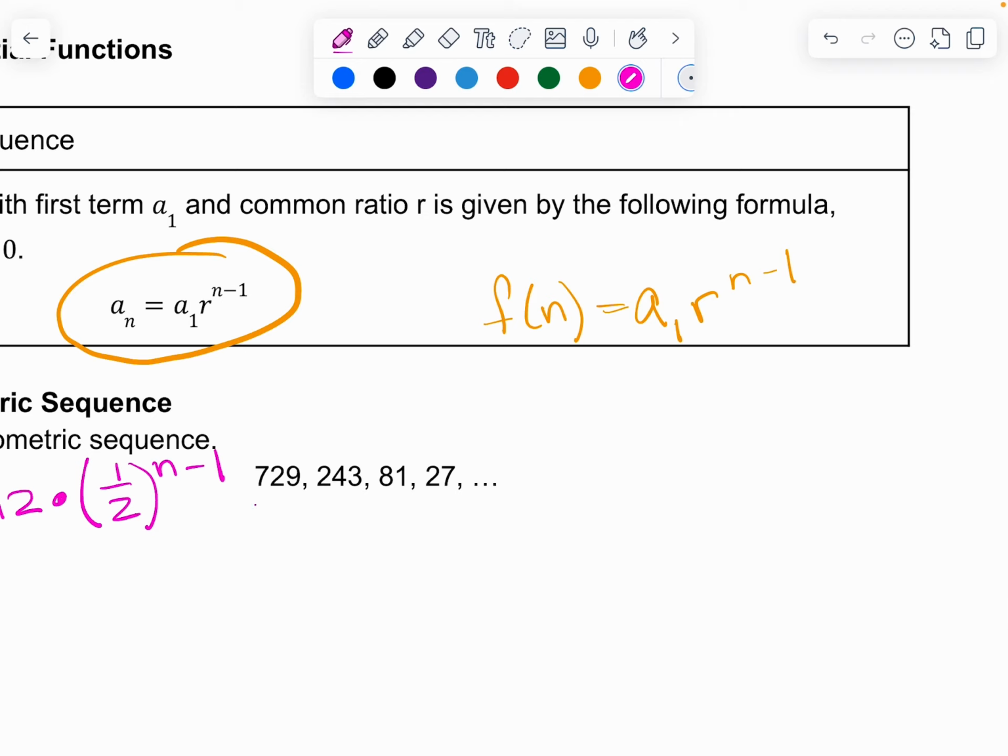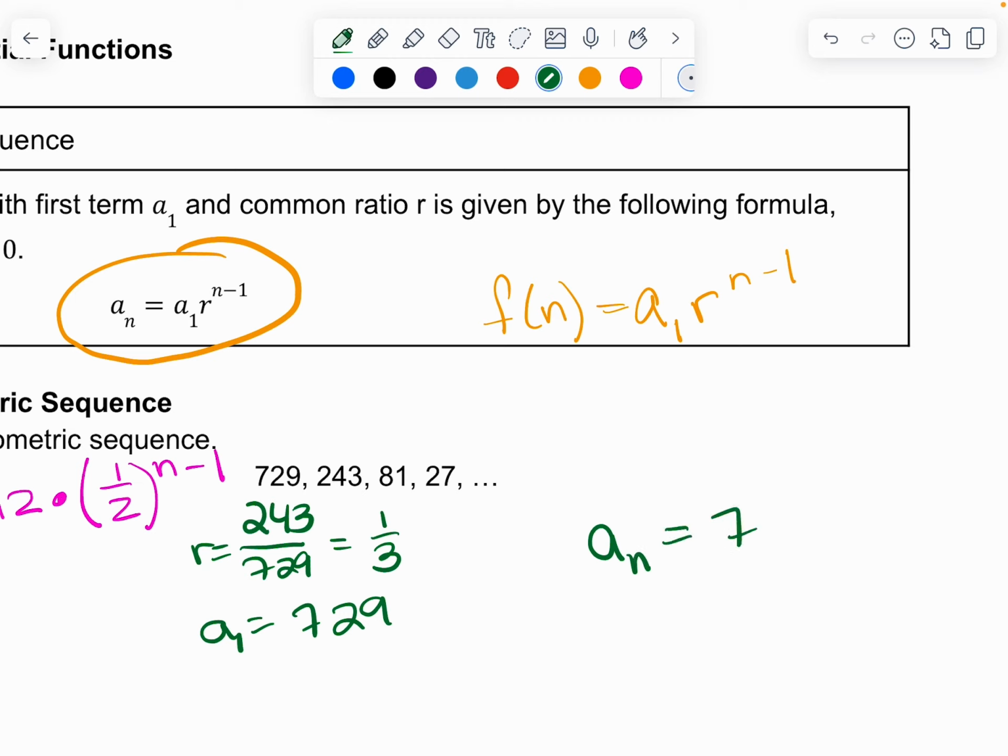So we're going to do the same thing over here. And I'm going to take 243, oops, different color. 243 divided by 729. Didn't we just do this one? Isn't this one 1/3? Oh, that's my r value. My a value, my a sub 1, I should say, is 729. So I take a sub n equals 729 times the ratio 1/3 to the n minus 1.